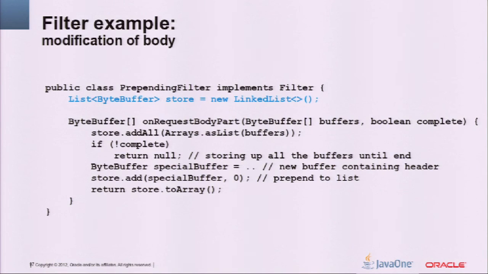And in all cases where the complete flag is false, we return null. What that means is that the filter is not passing any data on to the following filters in the chain until the very end. So when this is called the last time, when complete is true, it generates this special buffer which contains the header that we're interested in. It prepends it to the beginning of the list and then returns the entire list onto the remaining filters.